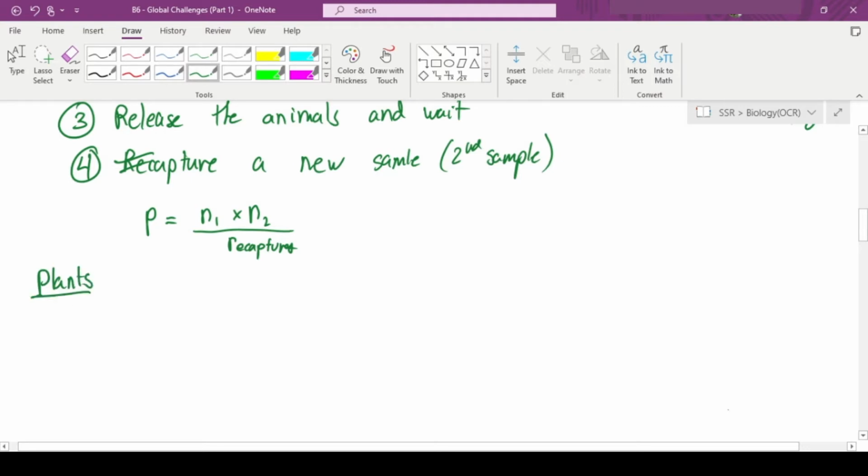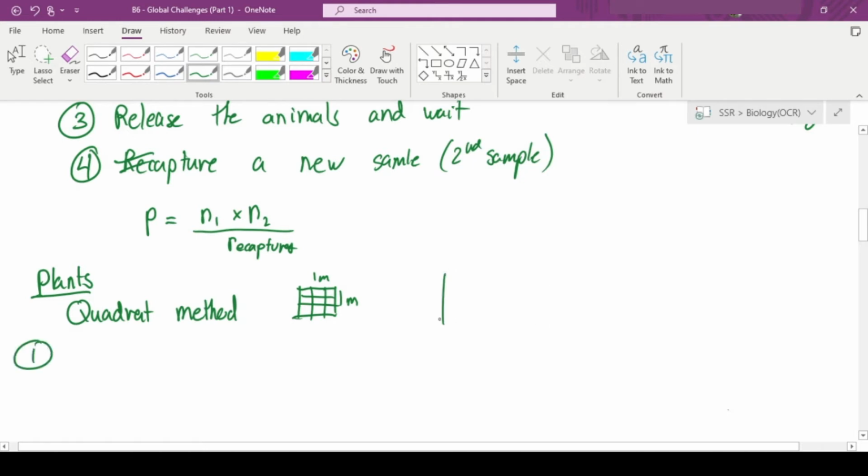Okay, let's move on to plants here. Plants are obviously non-mobile, so we're going to go about sampling them in a different way. We're going to use a technique called quadrat samples. In this technique, you've got these 1 meter by 1 meter squares, or usually they're 1 meter by 1 meter, and they've got a grid pattern laid on them that you can use for figuring out what's going on.